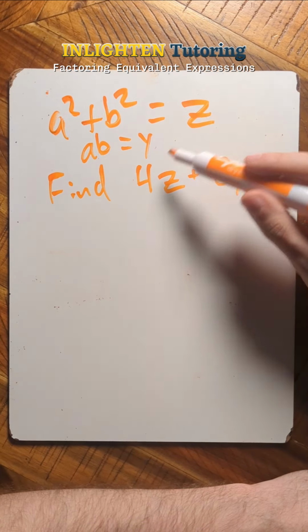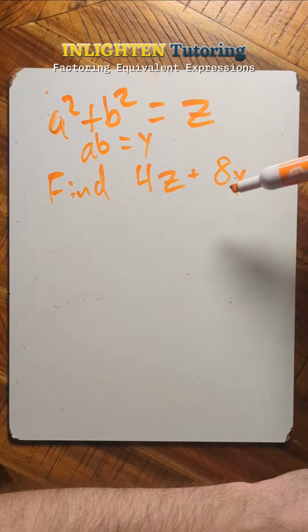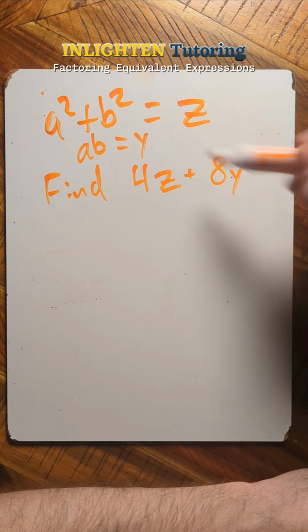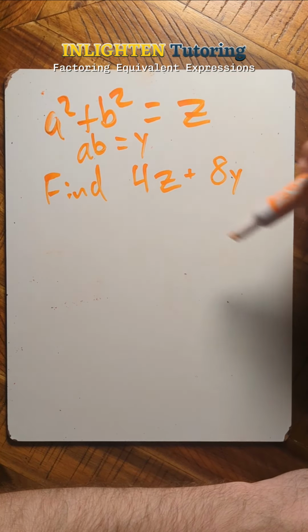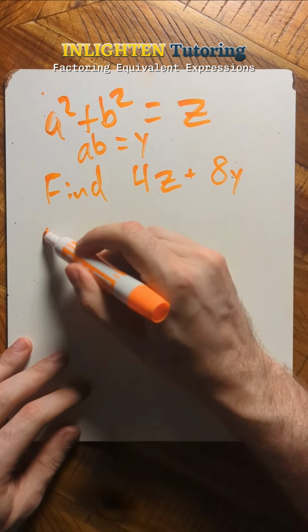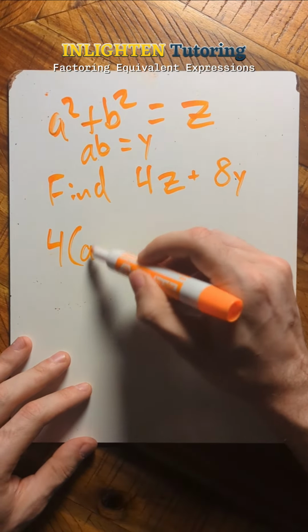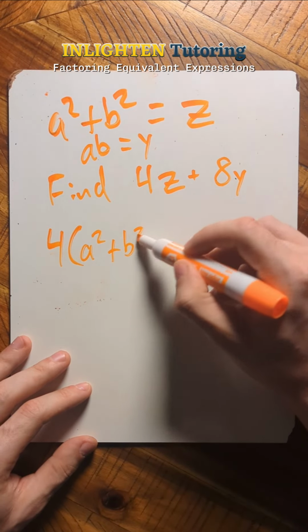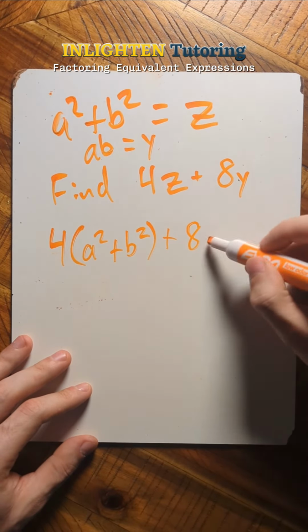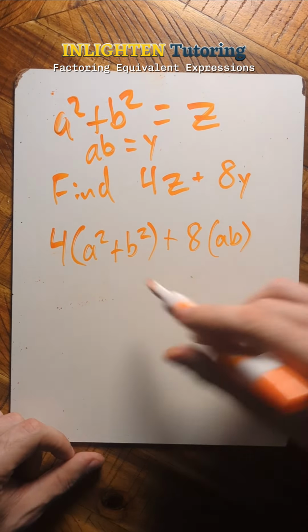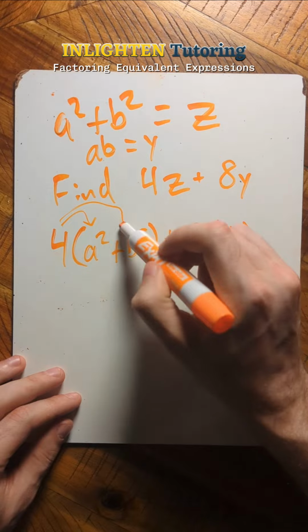Well, if I look up here, I have z written in terms of a and b, and I have y written in terms of a and b. What that means is our job is just to replace these z's and y's with a's and b's. So this z right here, I'm just going to rewrite this, but I'm going to substitute for z, a squared plus b squared. Then I'm going to do the plus 8, but instead of y, I'm going to put what y equals, which is ab.